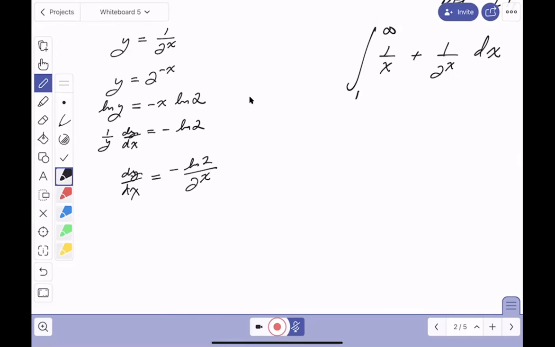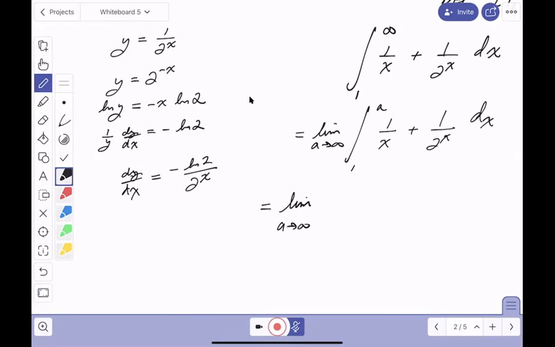So I got to think about this now, right? So I'm going to write this down now. I'm going to write this as a limit. It's tough though, I know that. The limit as a goes to infinity of the integral from 1 to a of 1 over x plus 1 over 2 to the x dx equals limit a goes to infinity, the natural log absolute value of x. We'll do that later, don't worry. I got to worry about this thing over here.